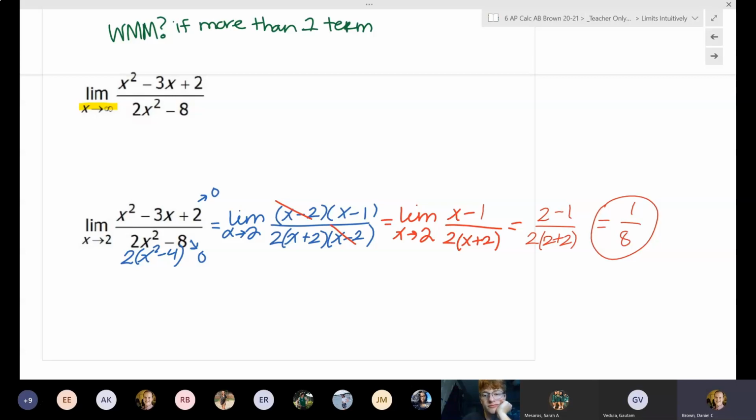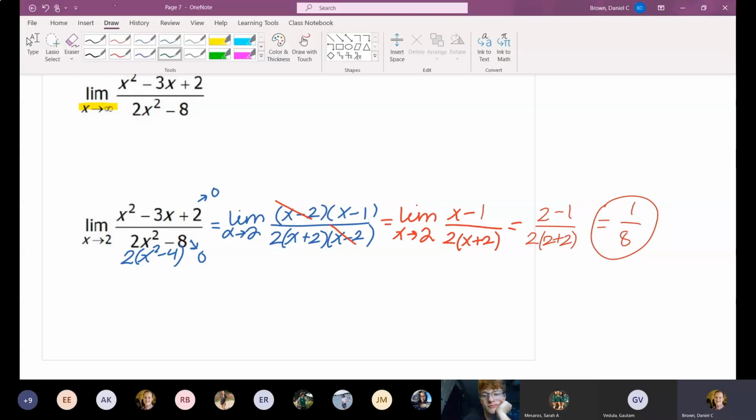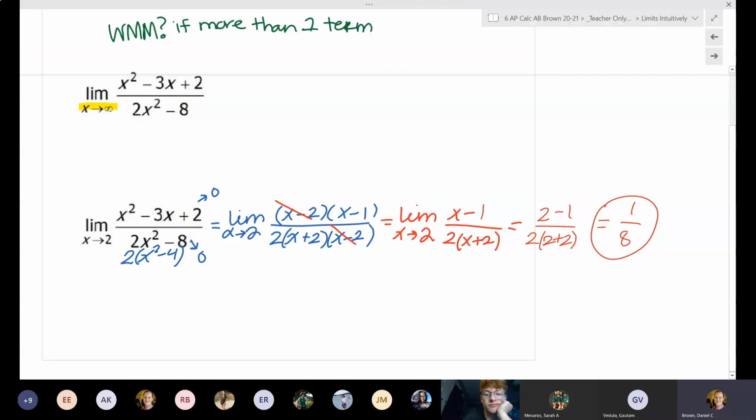So how this one will work at infinity is you ask yourself, as x goes to infinity, what is going to matter most? What's the most important term? Looking in that numerator, we have x squared, a negative 3x, and a 2. At infinity, what is going to be the most important term of that numerator?